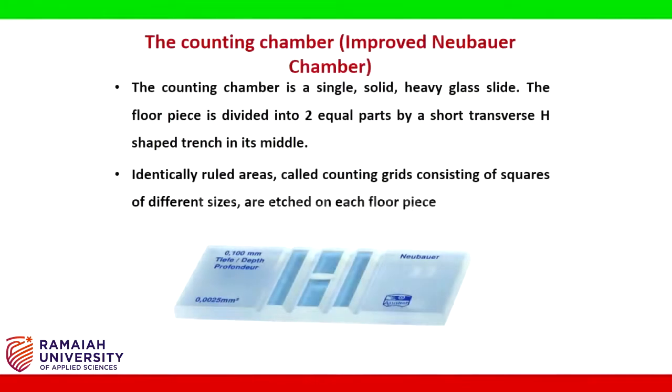The counting chamber, improved Neubauer's chamber. The counting chamber is a single solid heavy glass slide. The floor piece is divided into two equal parts by a short transverse H-shaped trench in its middle. Identically ruled areas called counting grids consisting of squares of different sizes are etched on each floor piece.